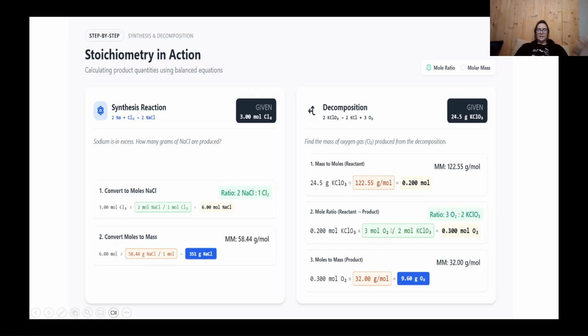In this case, it's not a clean ratio, right? Before we've been using like a 2-to-1 or a 1-to-1 ratio. This time it's a 3-to-2 ratio. So don't be scared of that. You just have to multiply by 3 and then divide by 2 to get moles of oxygen gas produced. Then multiply by the molar mass. And remember, this oxygen is diatomic. Don't forget to multiply the 16 by 2 to get 32. And we would produce 9.60 grams of oxygen.